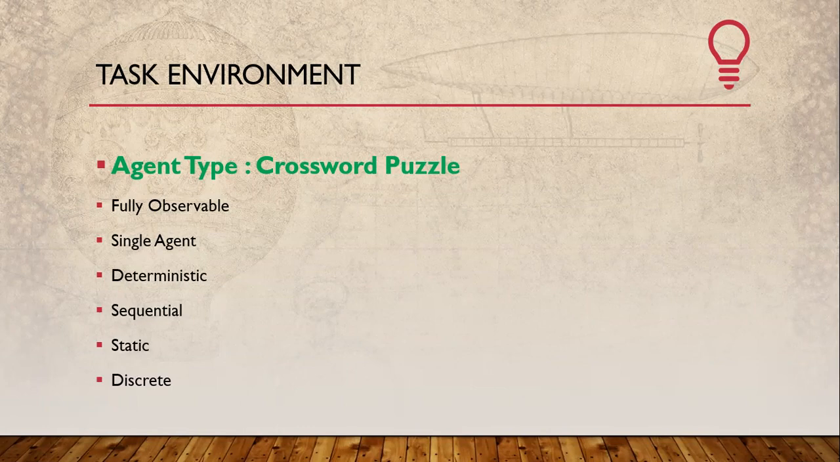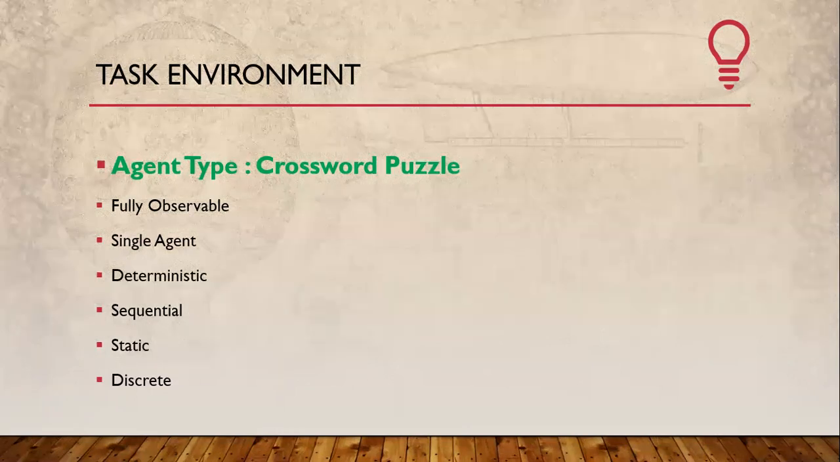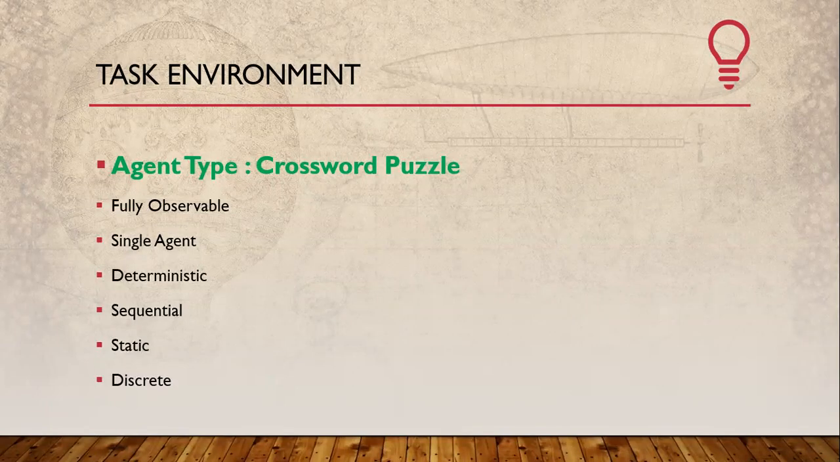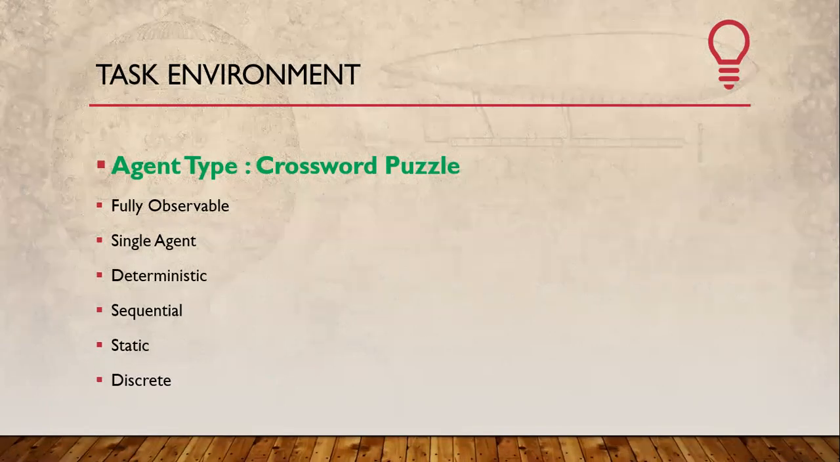Now we'll take one example and then we'll try to relate. When we talk about these agent types, what will be the environment, and then again we'll recall what this environment wants to say. So the very first example is the agent type crossword puzzle, an agent which is solving a crossword puzzle.